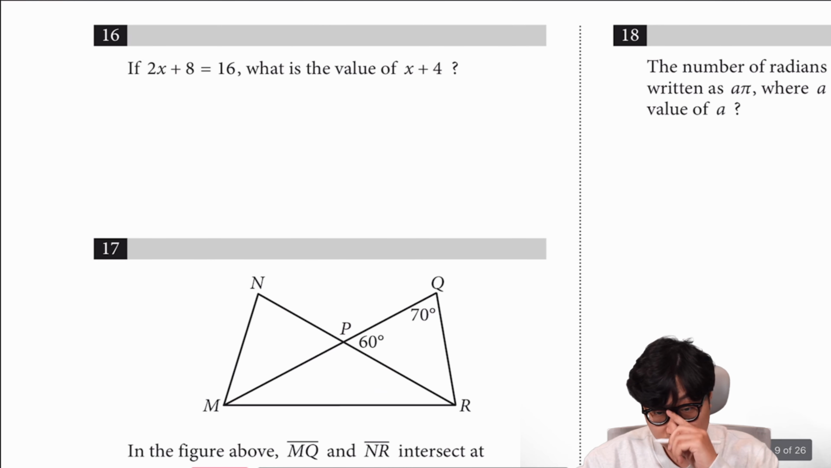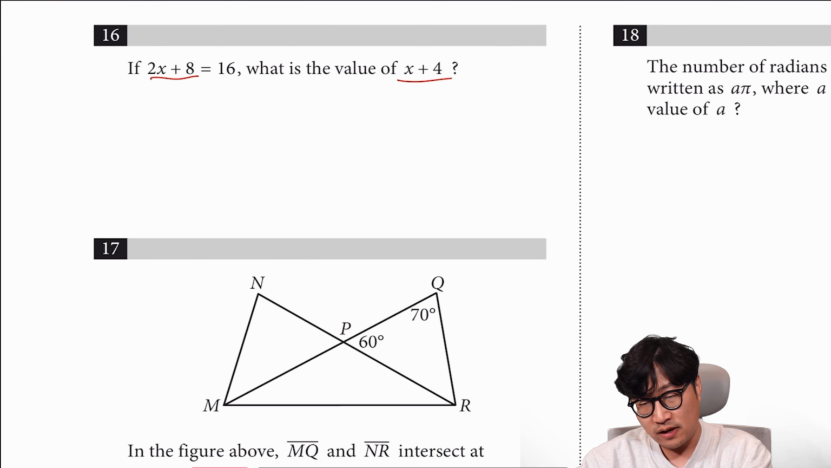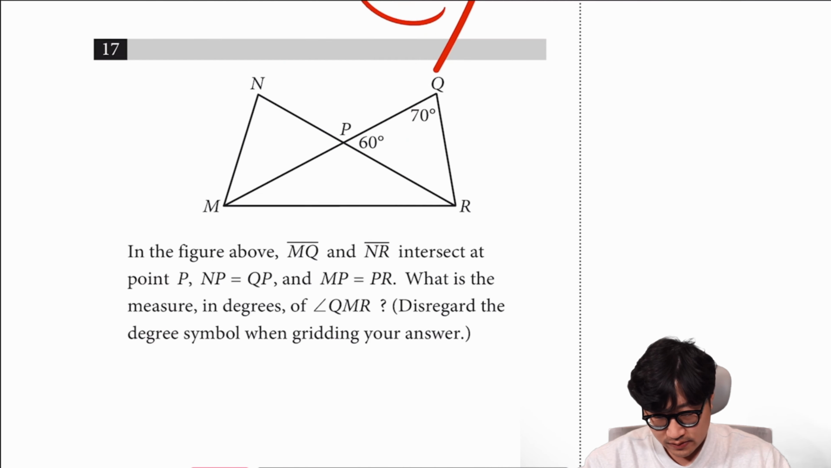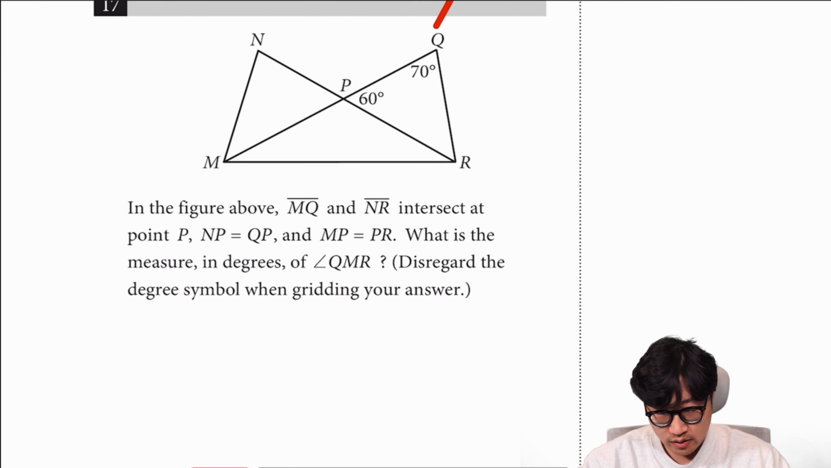If 2x plus 8 is 16, you want x plus 4. Just divide by 2 on both sides. X plus 4 is 8. Done. Next, number 17. Figure above, MQ and R intersect.